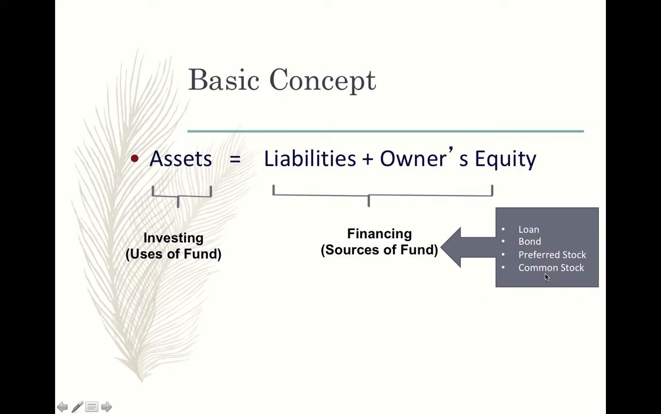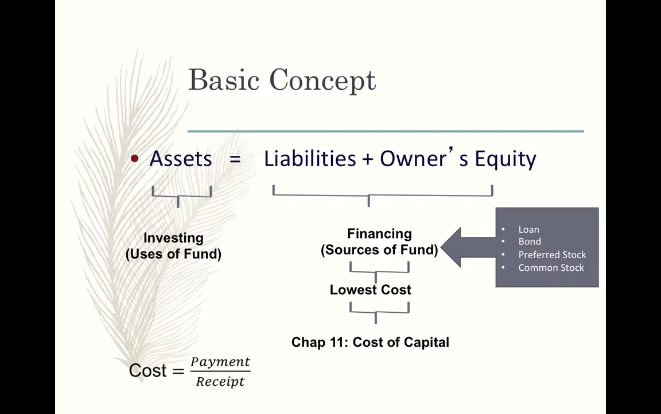of getting funds. And in case of financing or raising the fund, our objective is to minimize the cost, and this is going to be the discussion in chapter 11 of cost of capital. Now, what is the big idea? The big idea is that cost of fund, cost of anything, is equal to the payment divided by receipt.